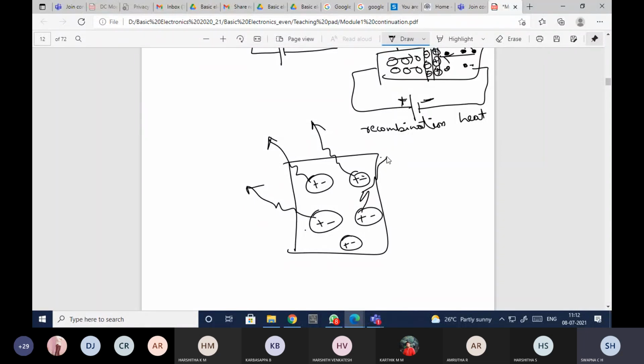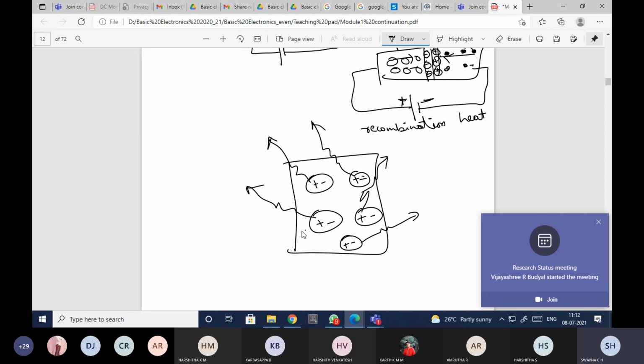So that's why it is capable of emitting light, and this light will depend on the material that is used. Different materials will provide different colors. This process of light emission in a PN junction diode is said to be electroluminescence. Because it is illuminating light, it is said to be electroluminescence.